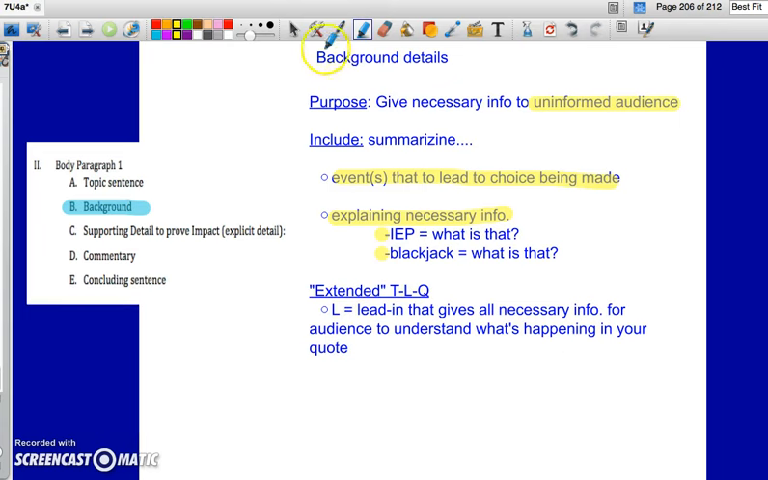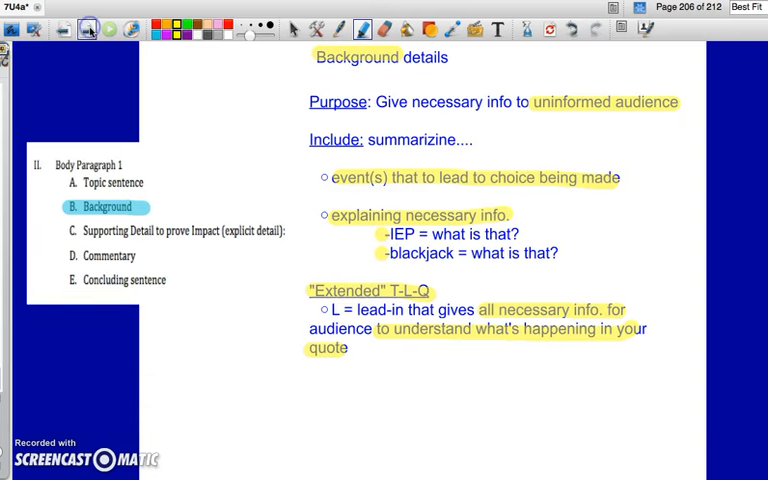You can look at the background as another way of kind of using TLQ. So in other words, it's like an extended or a super long L or lead-in. So this gives your audience all the necessary info to understand what's happening in your quote. And remember, our quotes are the supporting details that prove the impact on Paul.